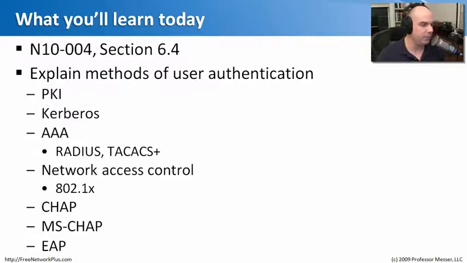There are a lot of different ways to authenticate, and this comes from our N10-004, section 6.4, where we need to understand PKI, Kerberos, AAA, which exists in the RADIUS and TACACS areas, network access control, 802.1X specifically, and then CHAP, MS-CHAP, and EAP. Now we're going to go through each one of those.